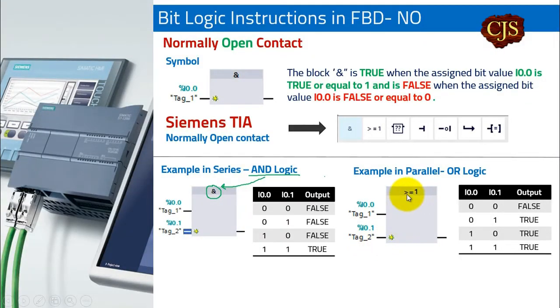If you don't consider this symbol, the blocks look almost similar, but the symbol makes sense. If there is a symbol like this, this is an OR logic. If the symbol is like this, it is the AND logic. And the truth table is the same. If any of the inputs is on, or if both the inputs are on, the output is true, otherwise it's false. In the last one, if both the inputs are true, the output is true. So this is the AND logic or OR logic. I hope this is clear.